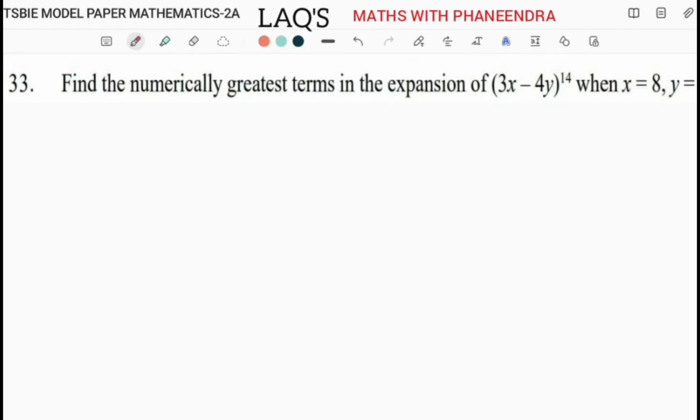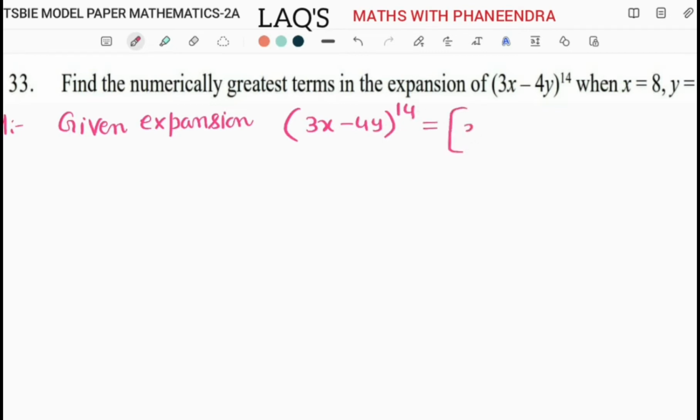Find the numerically greatest term in the expansion of (3x minus 4y) whole power 14 when x is equal to 8 and y is equal to 3. So in this solution, question number 33, you have to write the given expansion in terms of (1 minus x) whole power n. So the given expansion is (3x minus 4y) whole power 14.